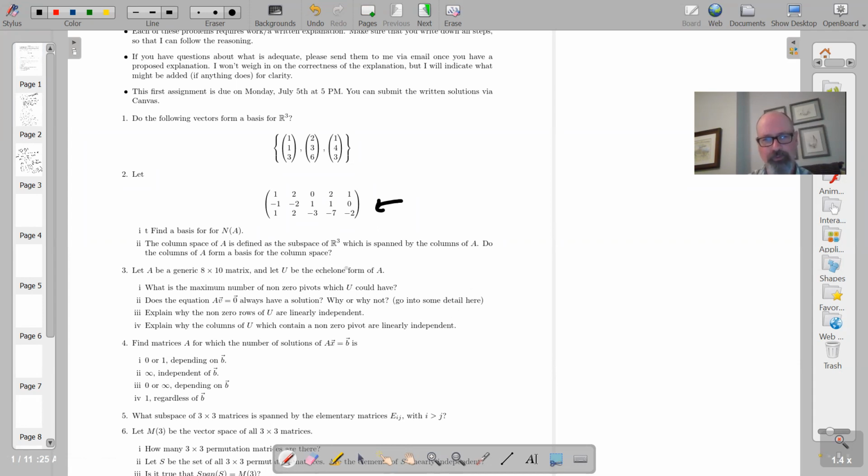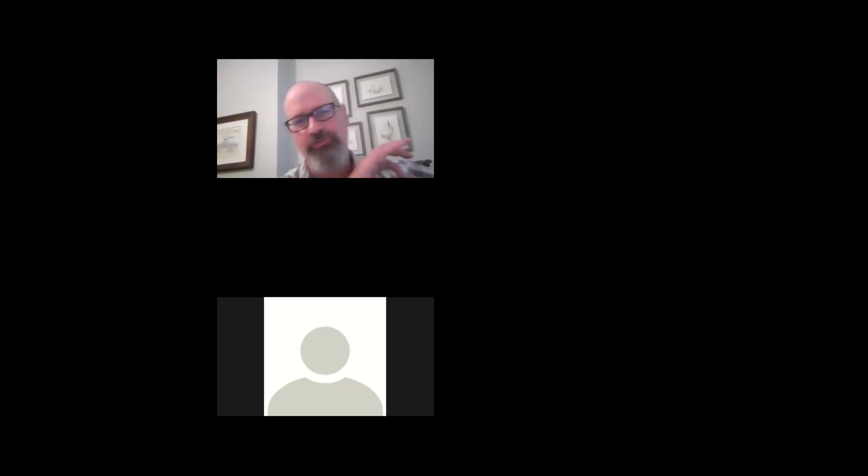On 2, people were answering a question that I didn't ask, but it's okay. The column space of A is defined as the subspace of R3 which is spanned by the columns of A. The question is simply, do the columns of A form a basis for the column space? Well, by definition, the columns of A span the column space of A. There's no question about that. But if you're thinking about whether or not the columns form a basis, you're actually asking, we already know that they span, are the columns linearly independent or not? And all that's really required on that problem is just to address that.